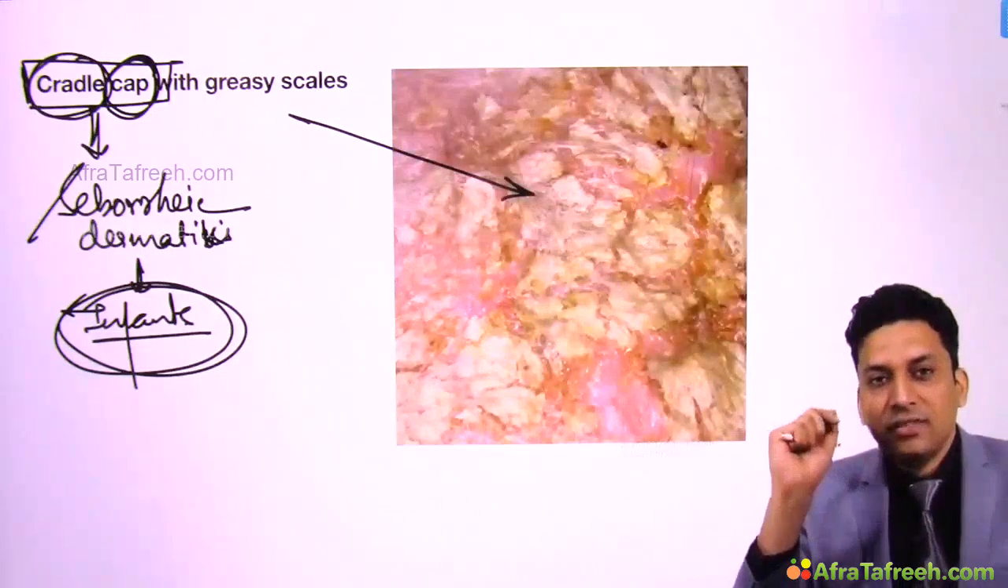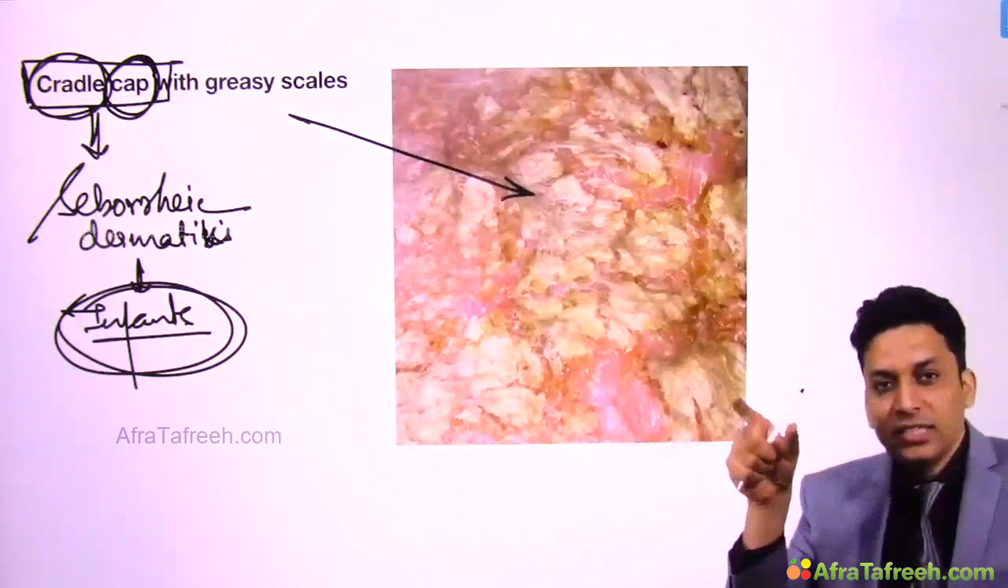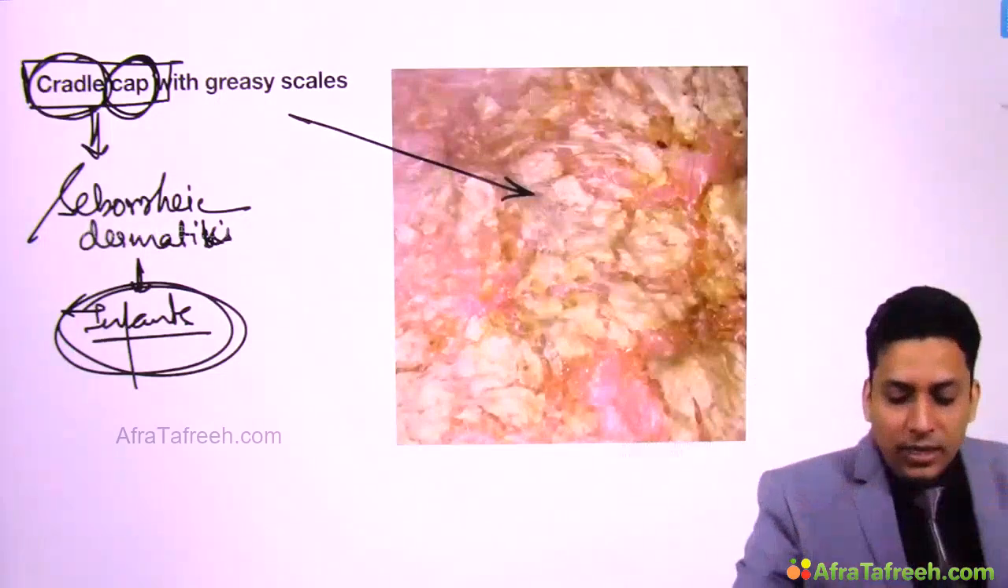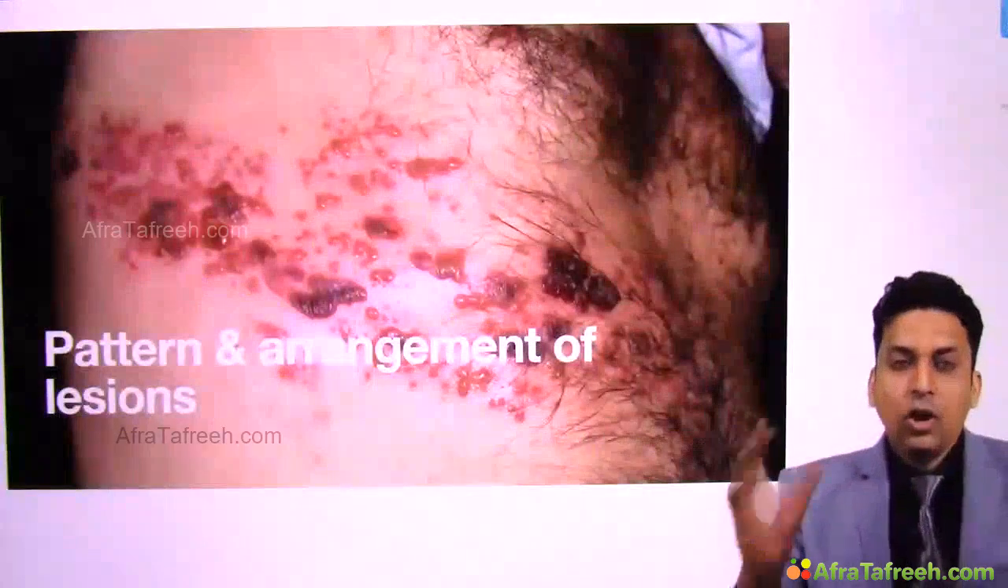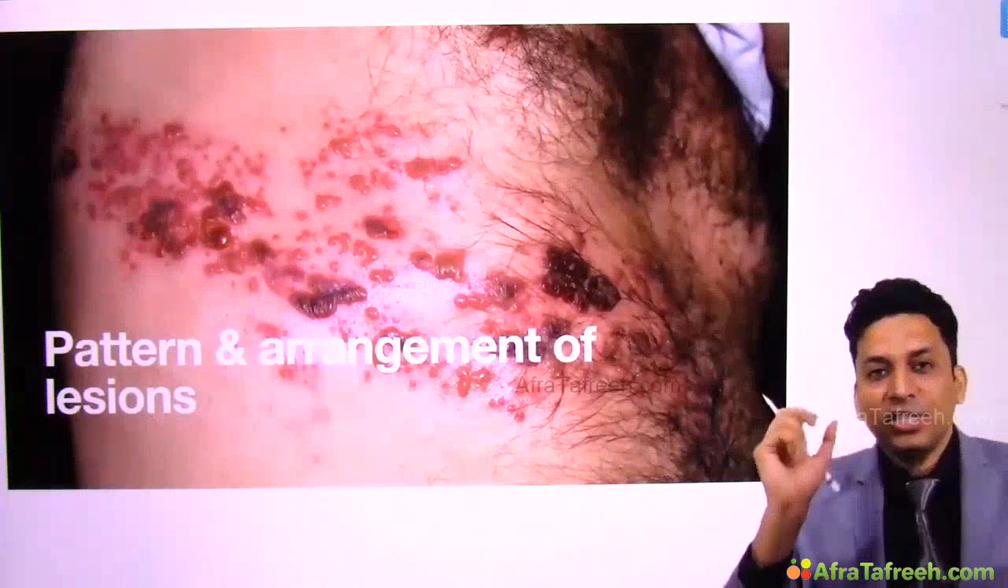These are the greasy scales of cradle cap. If you find greasy scales, the patient probably has seborrheic dermatitis, which is very commonly seen in infants and gradually subsides with age. Then you also need to identify the pattern in the arrangement of the lesions.